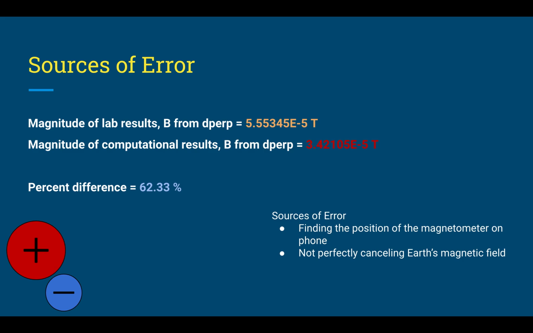And this isn't too bad, but there are some sources of error present in the lab. For example, finding the position of the magnetometer on our phone, we may not have perfectly found exactly where that point was, so our measurements would have been off by a little bit every time we measured, and then also not perfectly canceling the Earth's magnetic field out, so not lining up that meter stick to perfectly isolate just the bar magnet in our experiment.